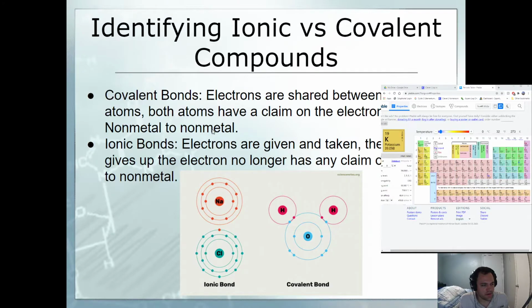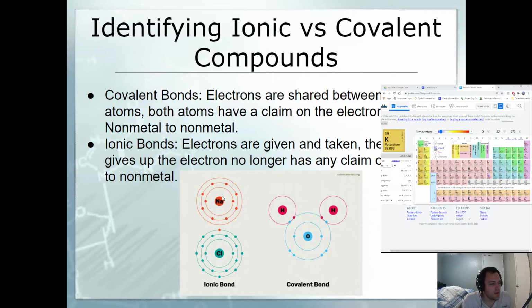So we'll just go over again one more time how to tell the difference between them. In covalent bonds, the electrons are shared. So you can see here, both of these atoms have a claim on these electrons. They're in both of their orbitals. All right, and covalent bonds are typically between a nonmetal and a nonmetal. So usually, when we're talking about these covalent bonds today, everything's going to be over here on this right side of the periodic table in the nonmetal section.